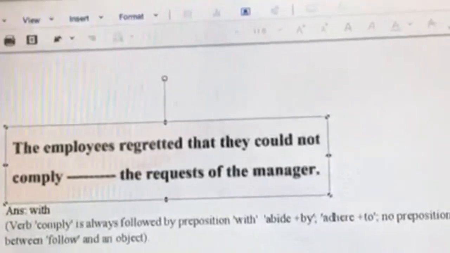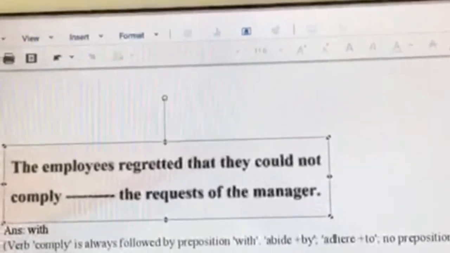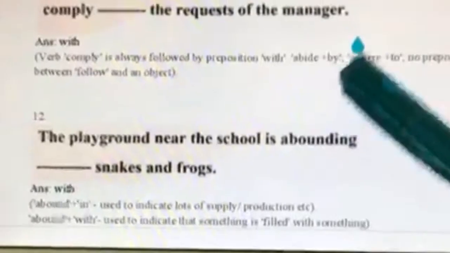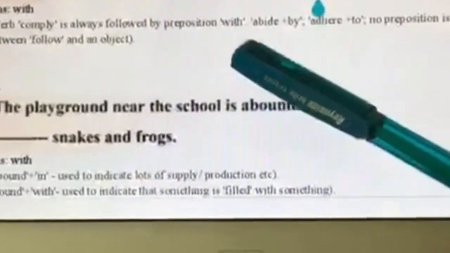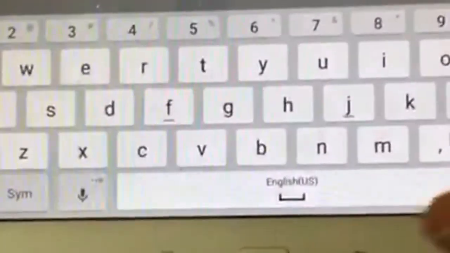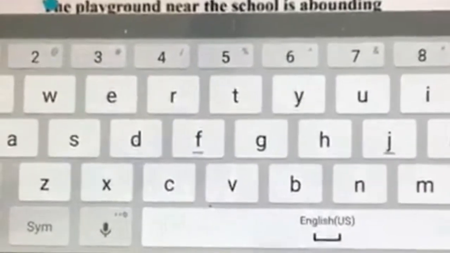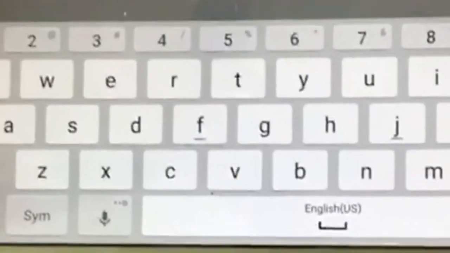Okay. Now, if you use the verb follow and there is an object, then there is no preposition that is used between the verb follow and an object. Why are we talking about this? Because comply, adhere, abide and follow are almost similar in meaning, but they are followed by different prepositions. We use different prepositions with them. So you have to know and understand that. So if somebody asks you any question, you can easily identify which preposition to use with which verb. Okay. Now look at the next one.